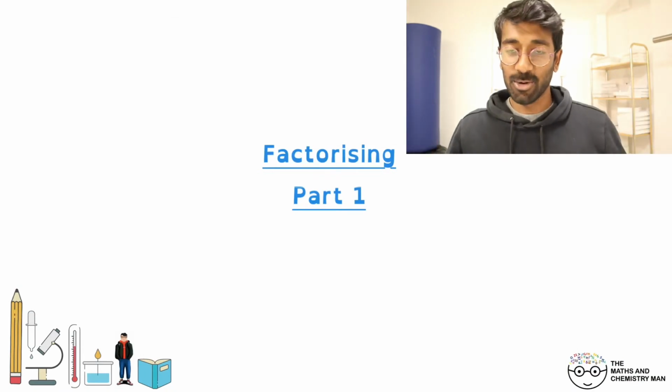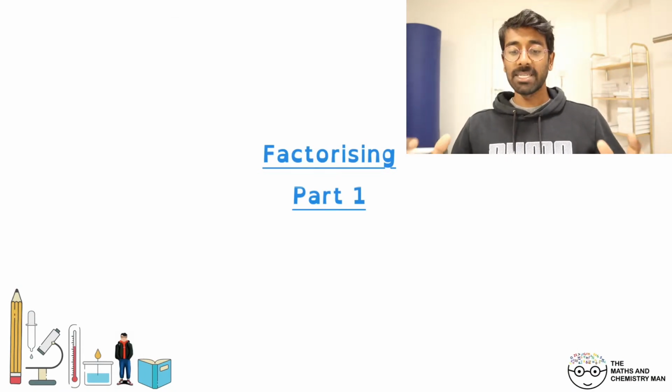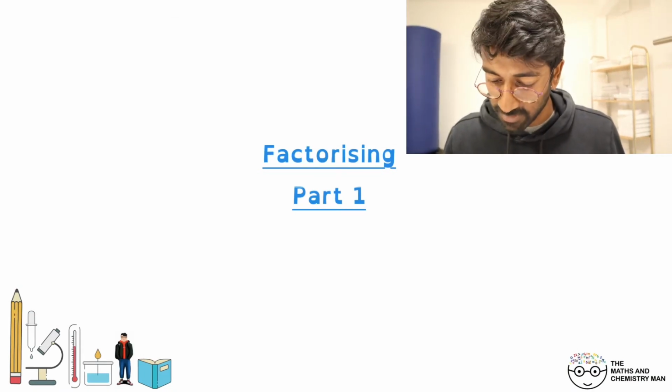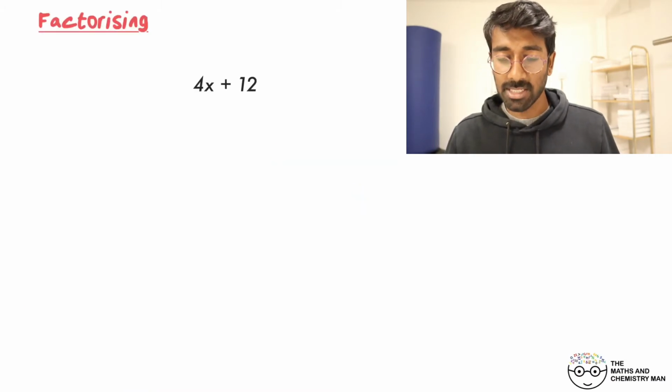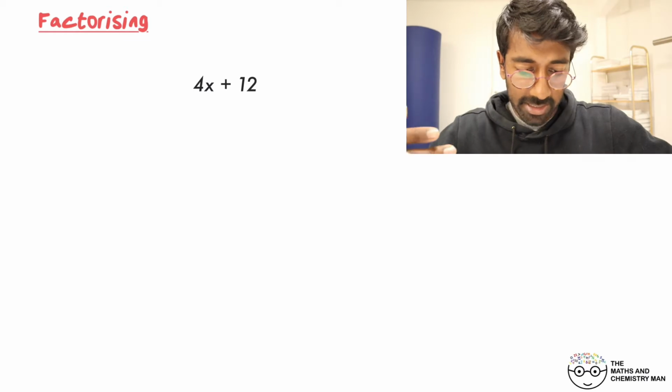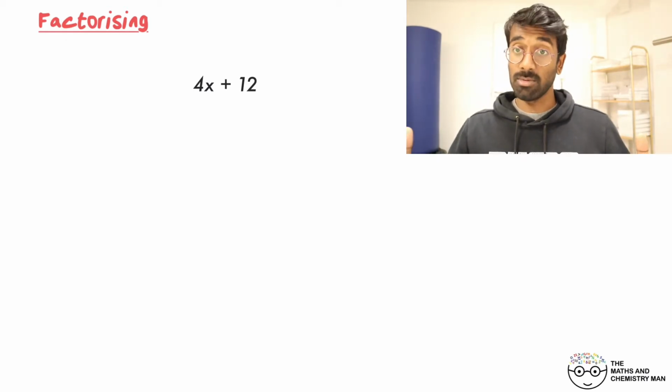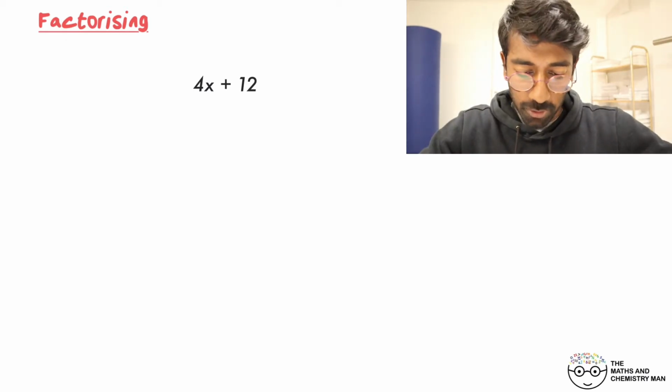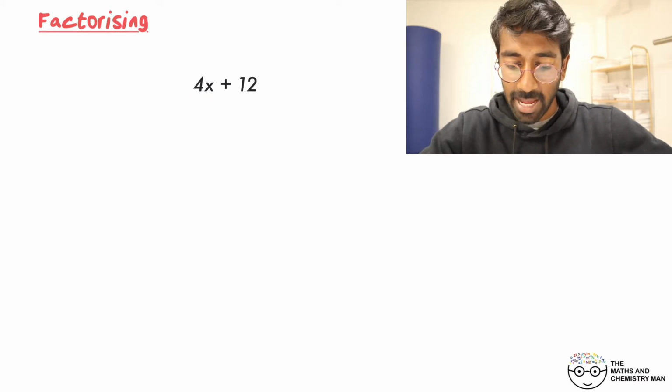We are on lesson number 6 and it's all about factorizing. This is part number 1, so it should be nice and simple. Now, looking at the first one, you would have met things like this already at GCSE, so let's whiz through it. Now, we need to look for a common factor between the 4x and the 12.